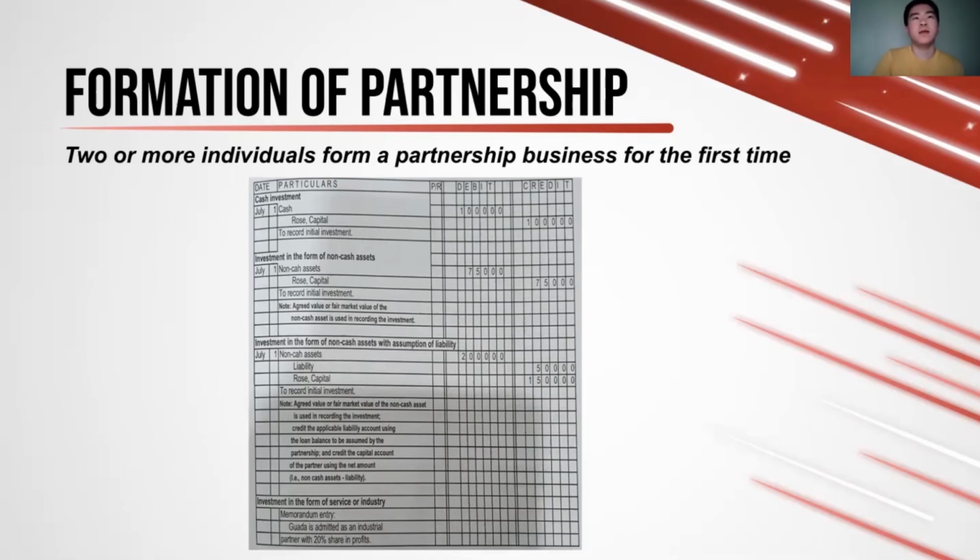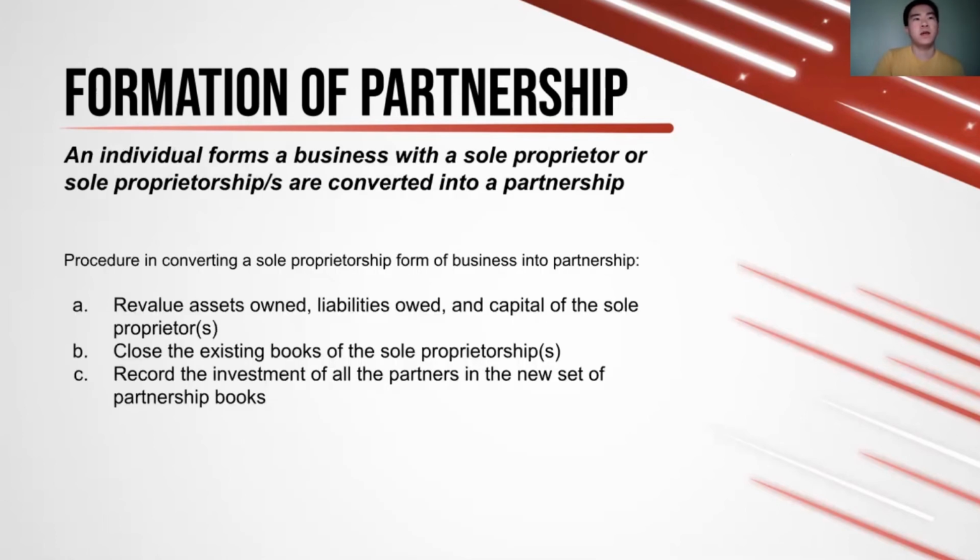Now let's head over to the second kind of formation, which is when an individual forms a business with a sole proprietor, or the sole proprietorship is converted into a partnership. So there is a procedure in converting a sole proprietorship form of business into a partnership form of business. The first procedure is to revalue the assets owned, the liabilities owned, and capital of the sole proprietors. The next step is to close the existing books of the sole proprietorship. And the last procedure is to record the investment of all the partners in the new set of partnership books.